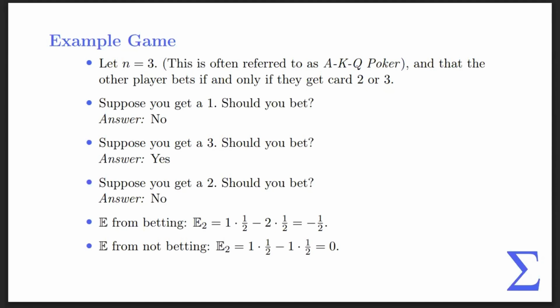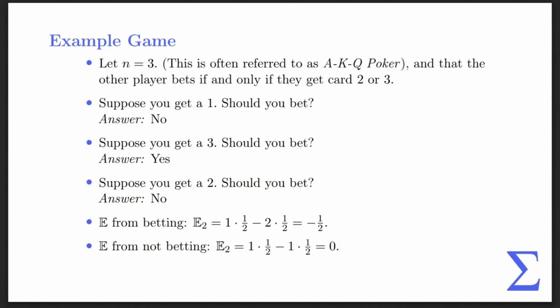The way that we found these values here is that, let's say that you bet. Then you have a 1/2 chance of your opponent getting the card one, in which case you'd have a profit of one. But there's also a 1/2 chance that your opponent would get the card three, in which case you'd lose two because you and your opponent both bet.